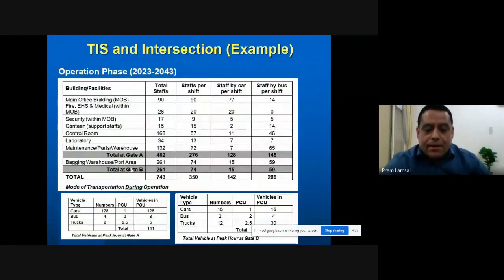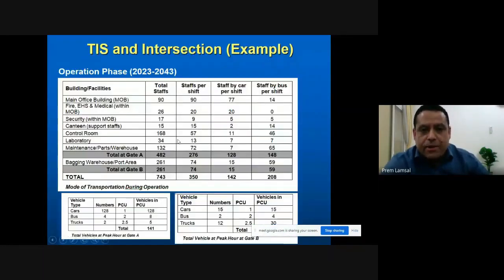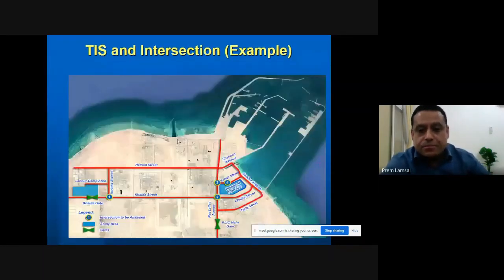Now I am taking you to this. This is intersection 2. I will bring you back to this. This map here shows intersection 2, where Khalifa Street and Raslafan Avenue, two major roads, are intersecting. We did the impact study for the whole network, but I'm just going to share this intersection 2 as an example.